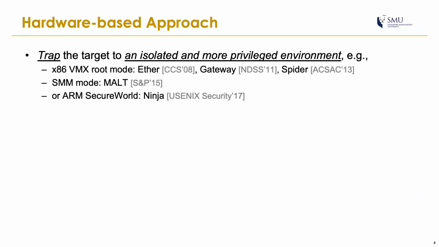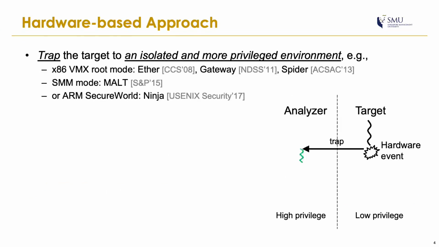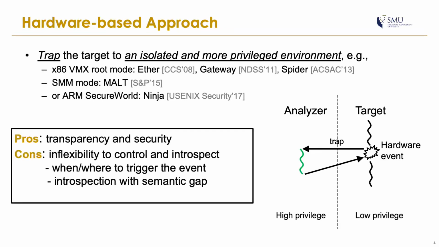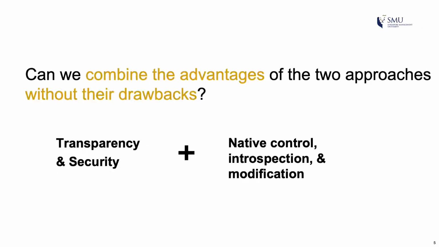On the other hand, the hardware-based approach relies on hardware events to trap the target to an isolated and more privileged environment, for example, the VMX root mode or ARM secure world. Because the analyzer runs in a higher privileged environment, this approach guarantees strong security and transparency, and is often used for transparent kernel analysis. The con is that the analyzer is not flexible to control or introspect the target due to the isolated environment and semantic gap. So the question we want to answer is, can we combine the advantages of the two approaches without their drawbacks?